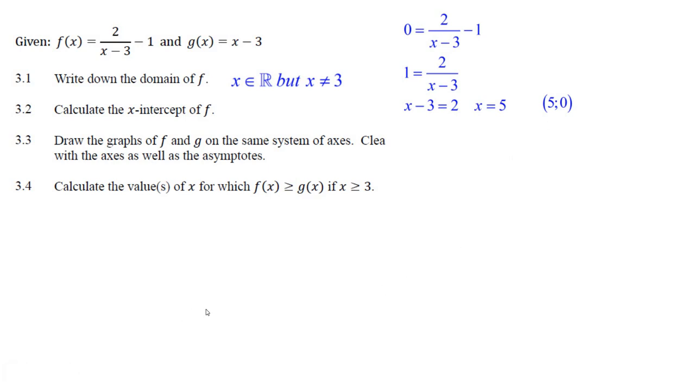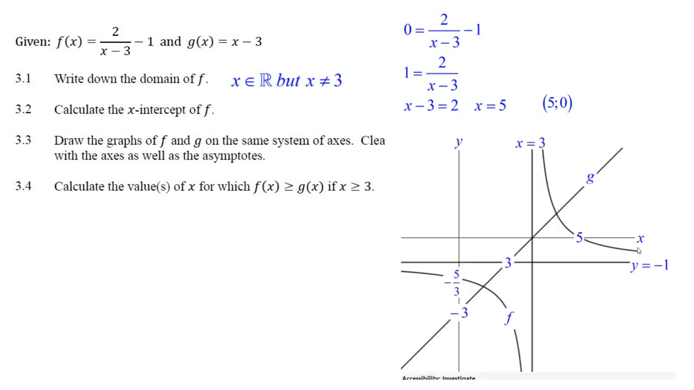Draw the graphs f and g on the same axes. So all you've got to do is you know that y equals minus 1 is a horizontal line. That's one of the asymptotes. X equals 3 is the other. The branches are in the first quadrant and third quadrant, and that's what it looks like. Y equals minus 1, x equals 3, and there has to be 2 branches like this, and 1 branch has to go through 5.